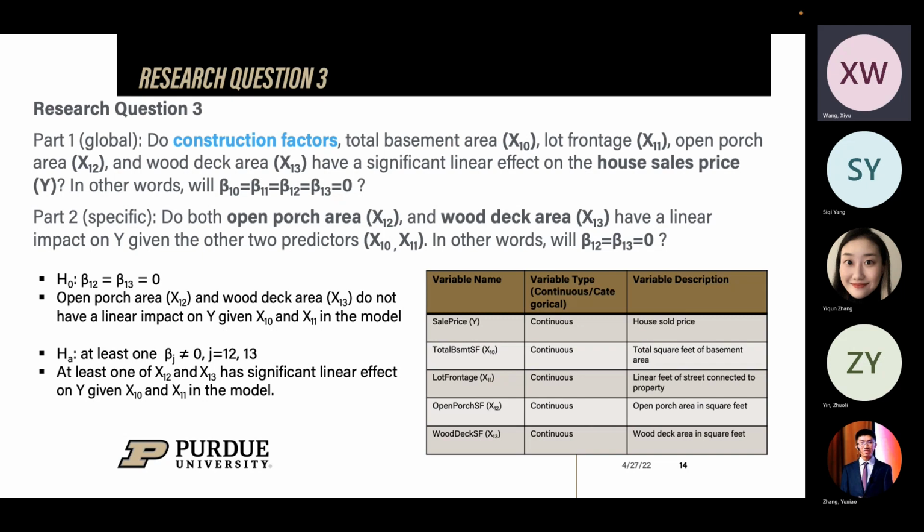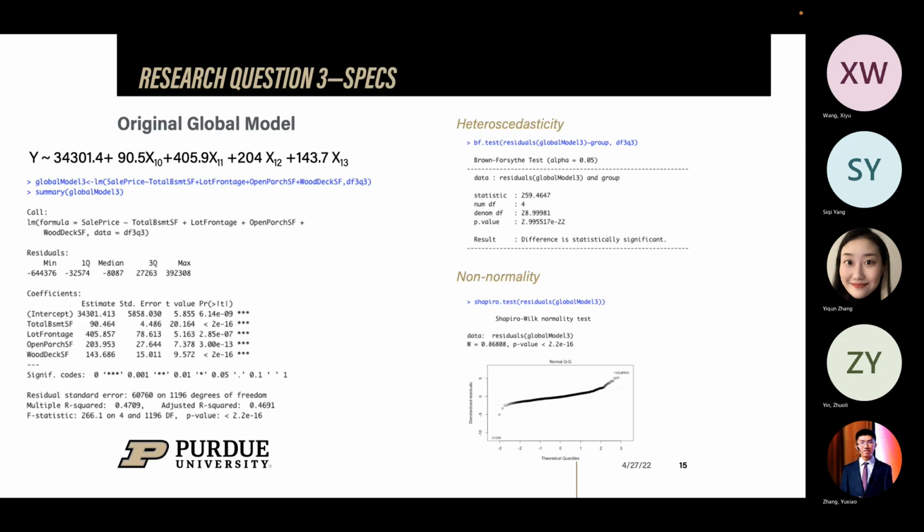As in question 1 and question 2, we'll do a global test to see whether all the predictors can be dropped. So H0 here is that the 4 predictors are all 0. And also a specific question: whether x12 and x13 together have a linear effect on y given the other 2. In other words, beta 12 and beta 13 are both 0. So next page. The model exploration part.